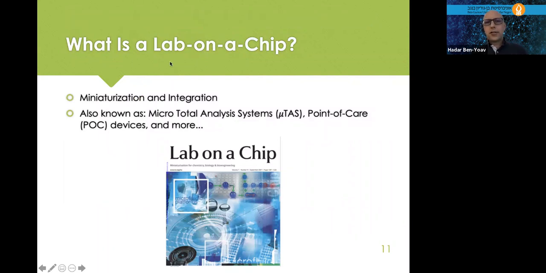So what is a lab on a chip? We ask this question again, and now we are much more educated, and we know that a lab on a chip is a microsystem that has both miniaturization of components and integration. You also see it called by other names, such as micro total analysis system, MicroTAS. There's a very well known conference for that every 2 years. Also point of care devices, devices that can be used at the point where the care is given, at the physician's office, at home, and more.